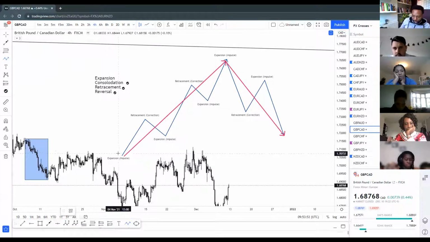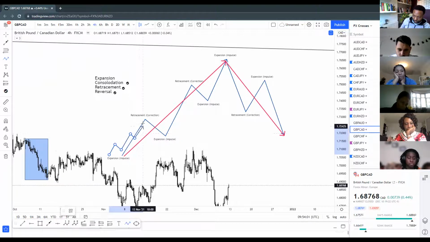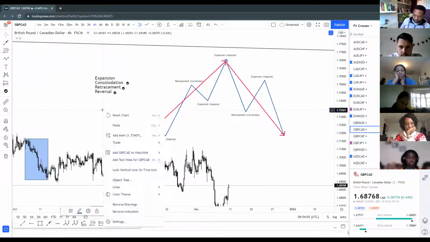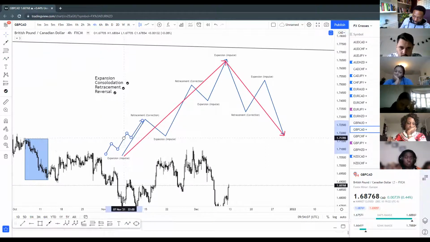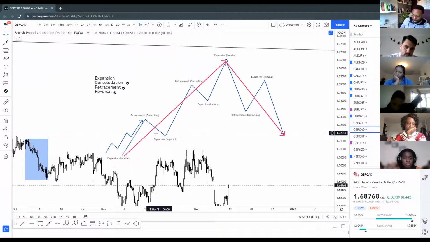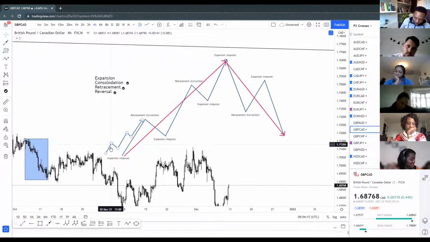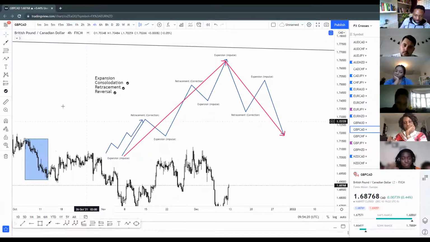Inside this little impulse here, you have, if I could draw it like this, can you see what I'm doing? And that sits inside here. And then here, you get corrections, micro impulses and corrections. And what do you think happens inside here? Same thing. Mini ones again.